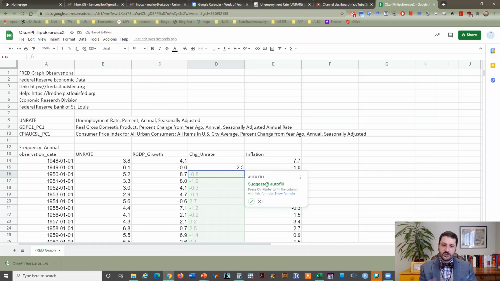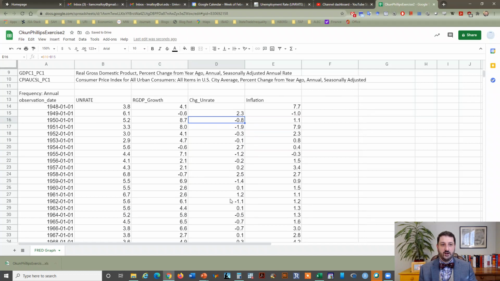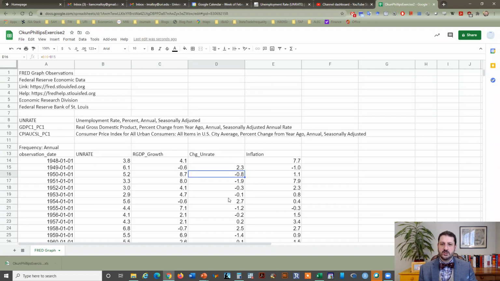And Google Sheets is already allowing us to autofill. Yes, suggested autofill. We would like to do that. So just click here, and that's going to do that for all of these variables going down. So let's think about what this means. If this is positive, then the unemployment rate is going up, right? It went up in 1949 from 3.8 to 6.1 as we demobilized from World War II. And if it's negative, then that means it has gone down, right? And so you can see we had a number of years of pretty strong growth in the early 50s.